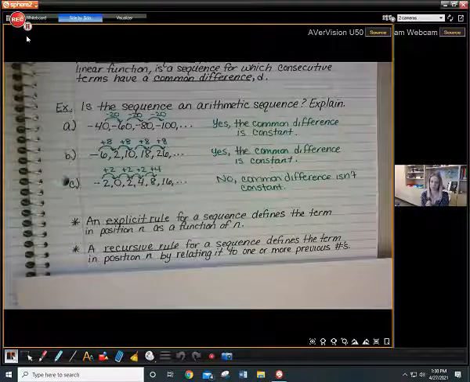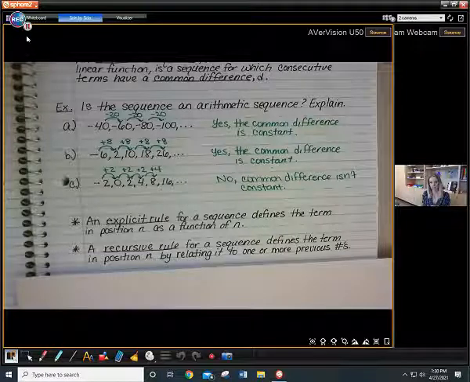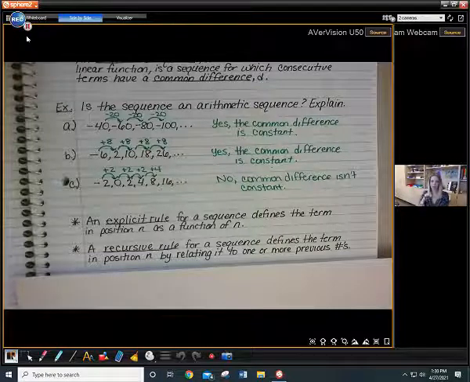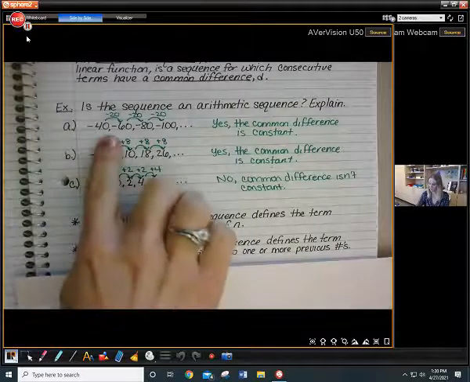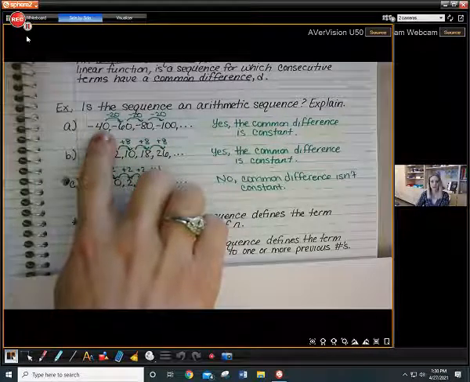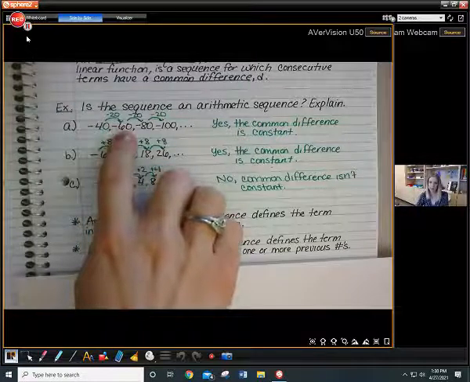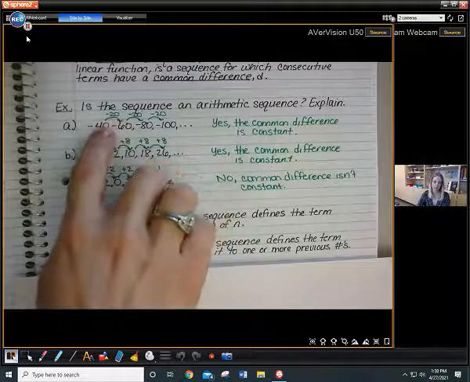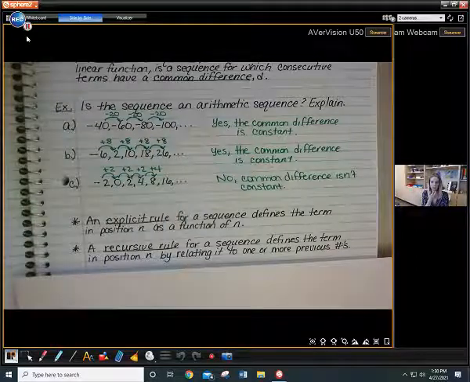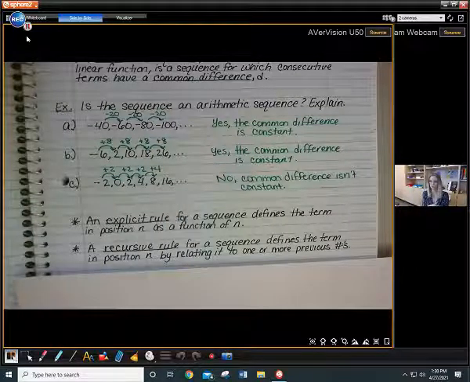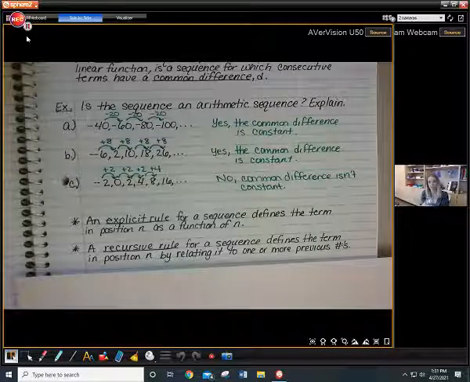A recursive rule is a little bit different because it's going to relate. So like if I want to find the next number, I have to use the previous number to do so. For example, in example A, if I want to talk about a recursive rule, I would say, okay, well, if you want to find the second position, you need to take the previous number and subtract 20. If I wanted to write an explicit rule for, like I said, like the 20th term, then I could just plug in a 20 into my rule.